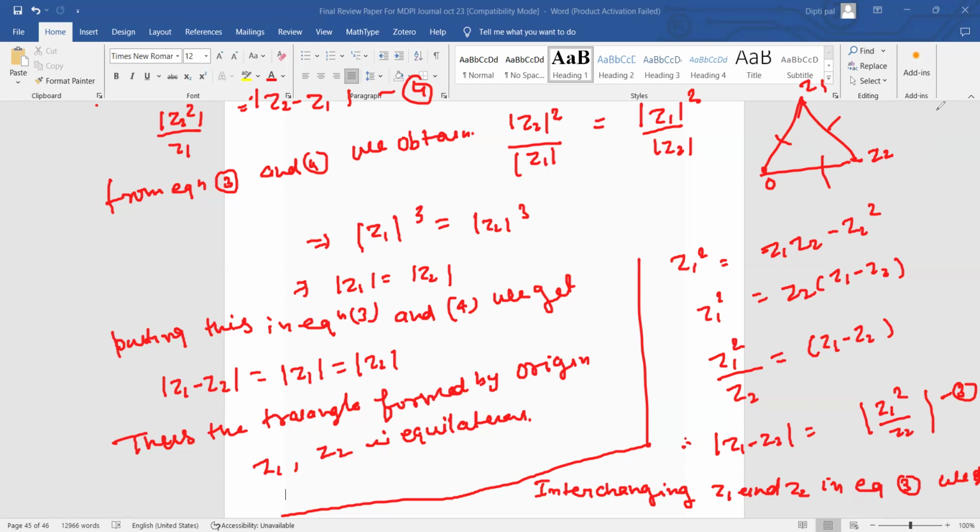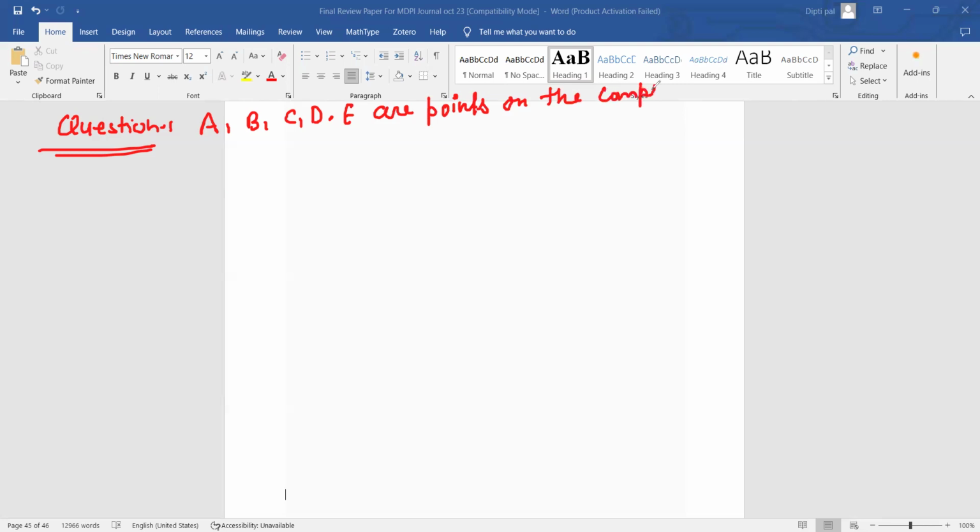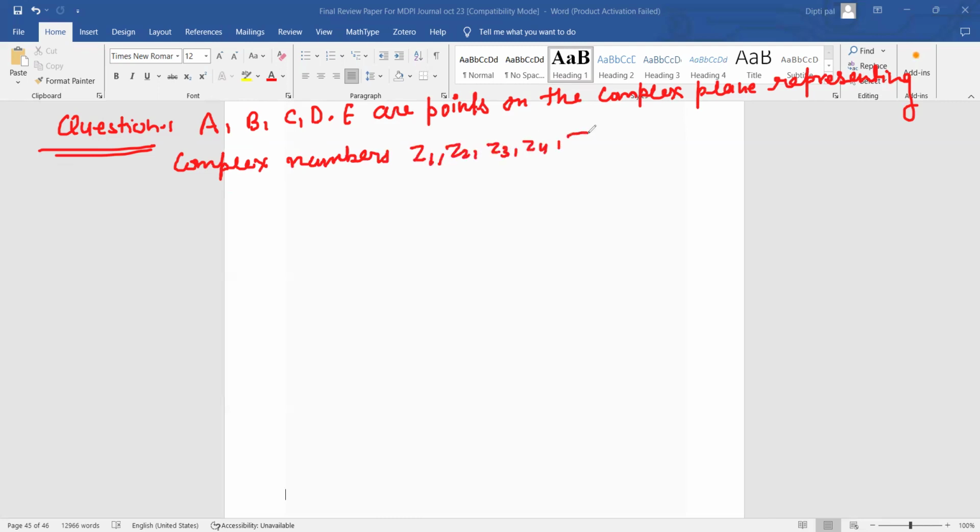Now we move to the next question. A, B, C, D, E are points on the complex plane representing complex numbers Z1, Z2, Z3, Z4, Z5 respectively.